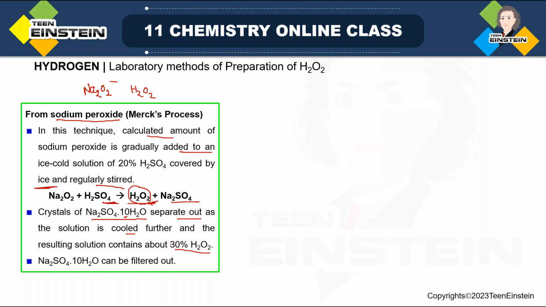Now H2O2 concentration is basically expressed in two different ways that we will discuss probably in today's class or next class. One is percentage, another one is volume. In this case, you can see it is expressed in percentage, so 30% H2O2. Details of how to express the concentration of H2O2 we'll see later. Right now, just see, we get 30% H2O2 from the Marx process. And the crystals of sodium sulfate with 10 water molecules, we can separate by the filtration method. Okay. So the laboratory method, Marx process, involves Na2O2 and H2SO4 as the starting materials.